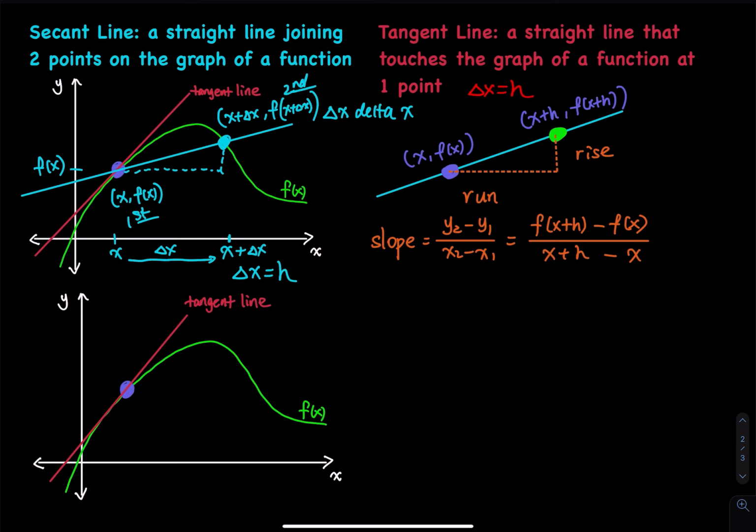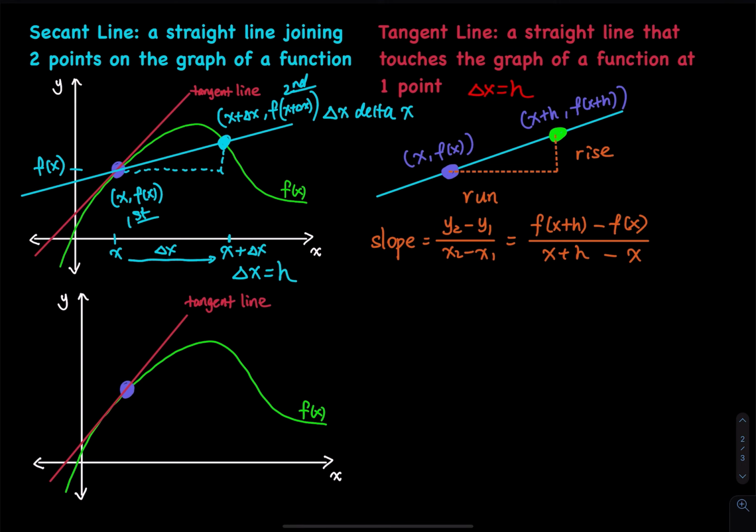So now we have 2 points. Can I use the straight line formula? Of course. So the slope is equal to y2 minus y1 divided by x2 minus x1. So we have y2 minus y1 and then divided by x2 minus x1.